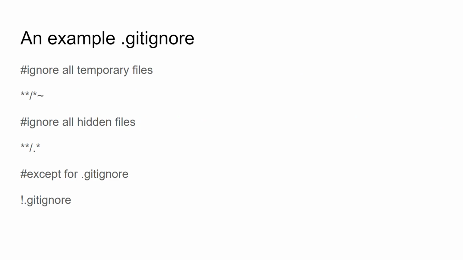So here are some examples of some .gitignore files that are a little bit more complicated. Ignore all temporary files. This means any file below the current directory that happens to end in a tilde. So some editors will make files that end with tilde for temporary files. Ignore all hidden files. So any file that begins with a dot, we'd ignore, except for .gitignore. So ignore all of these, but not .gitignore.